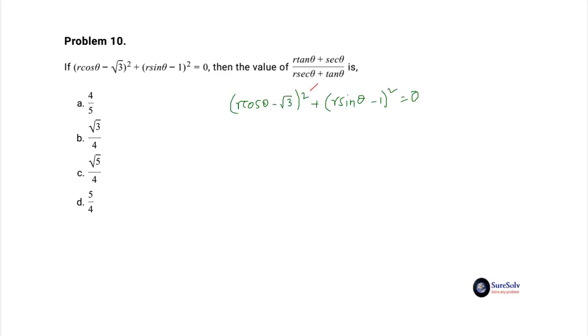While analyzing the problem, the very first thing that strikes us is the presence of zero sum of square terms. By the principle of zero sum of square terms, we know that each of the square terms must individually be 0 for the sum to be 0. So we have the breakthrough at the very beginning. So, r cos theta minus root 3 whole square equal to r sin theta minus 1 whole square equal to 0.